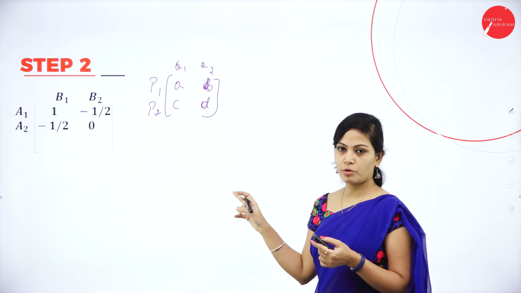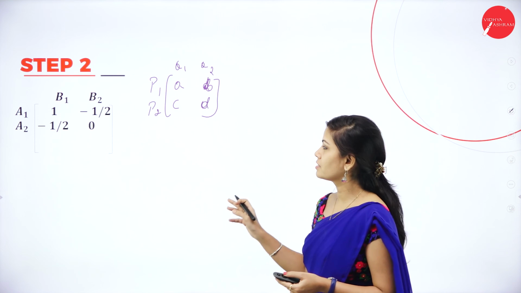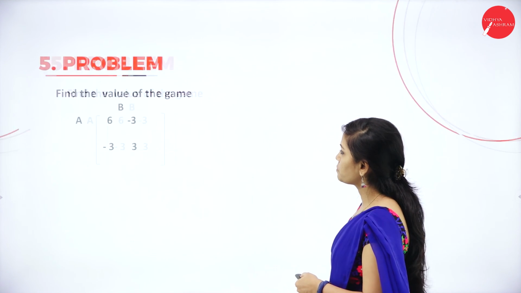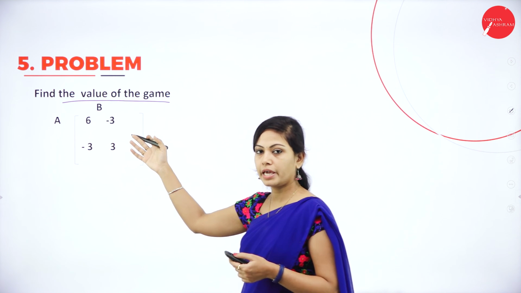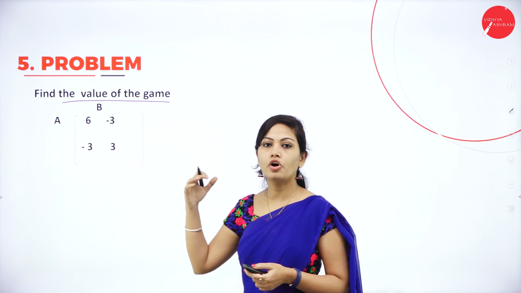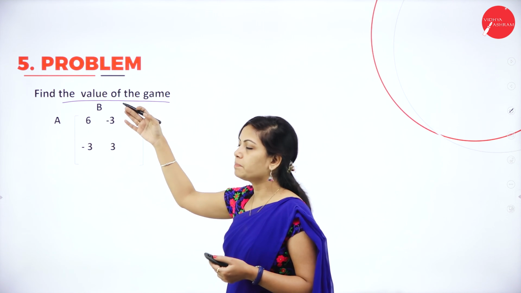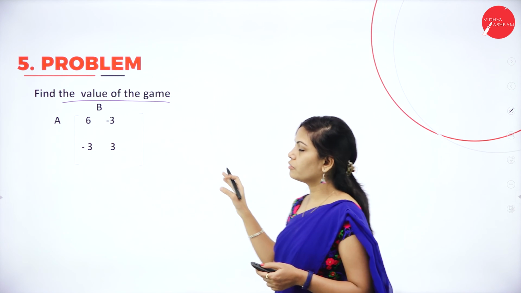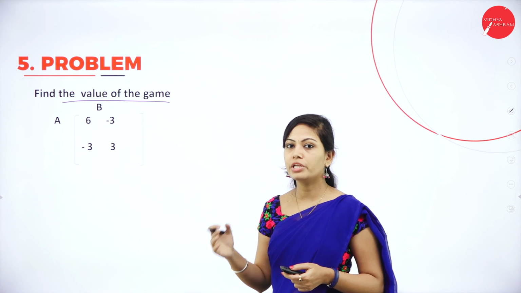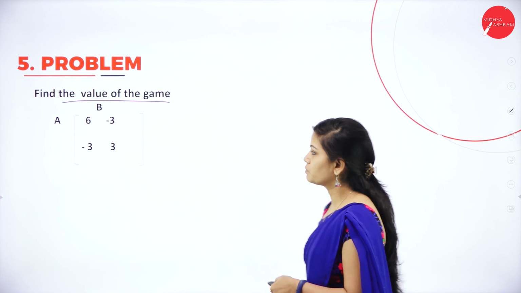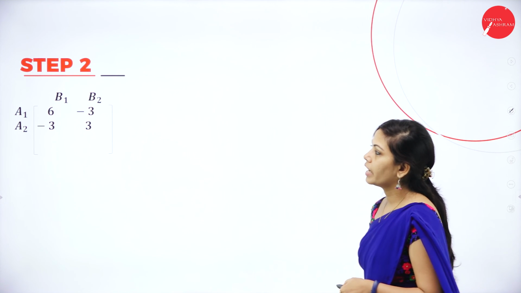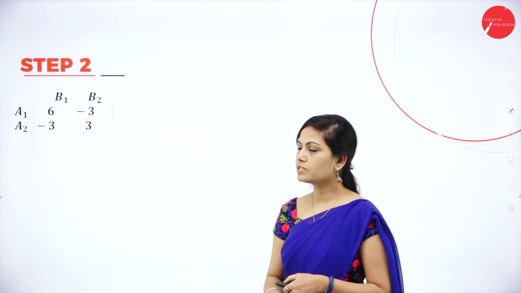Already I have discussed 2 problems, right? So please practice this, which is an assignment question. And the next problem, here you have to find the value of the game. For finding the value of the game, you have to find the optimal strategy for player A and player B also. By using the formulas P1, P2 and Q1, Q2, you can find the value of the game. This is an assignment question, please practice this. So again, you have to use step 2 also.